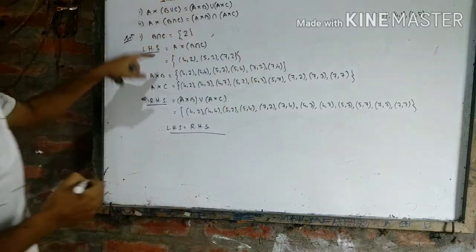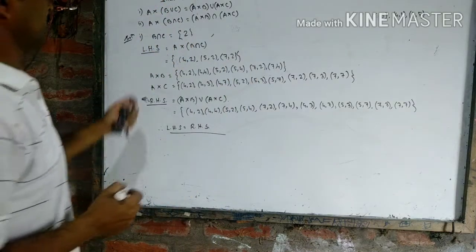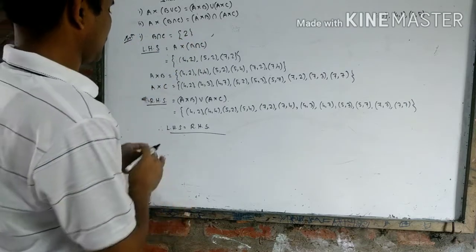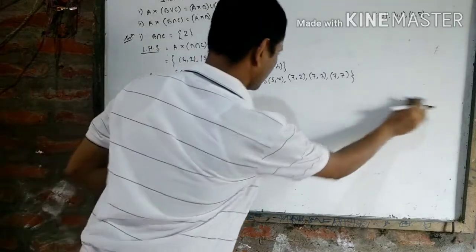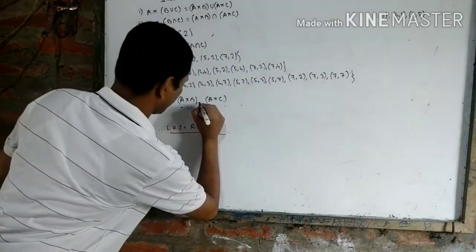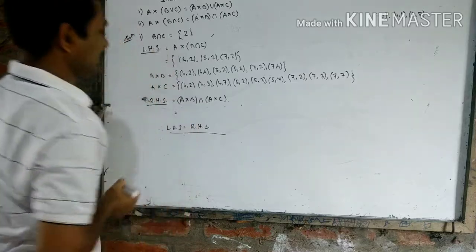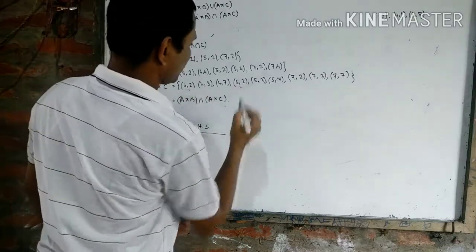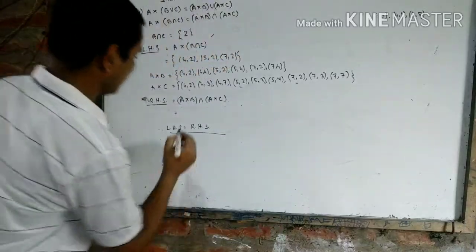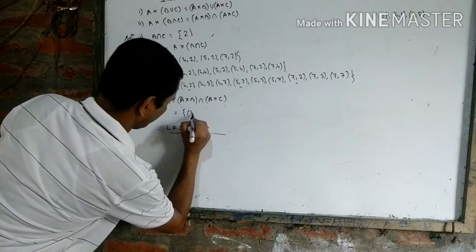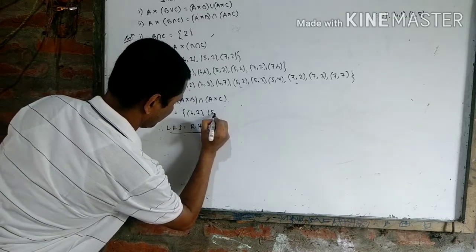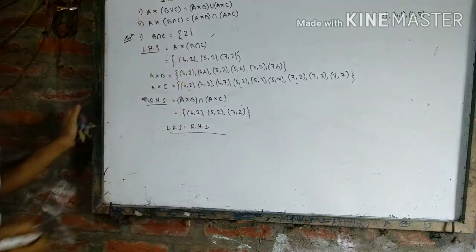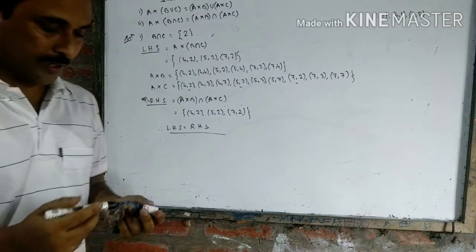This is our left hand side, A cross B intersection C. Now, to find the right hand side, we have to find A cross B and A cross C. Then find A cross B intersection A cross C. What is in common? 4, 2 is common, 5, 2 is common, 7, 2 is common. So, 4, 2, 5, 2, 7, 2. Thus, left hand side is equal to right hand side. Okay?